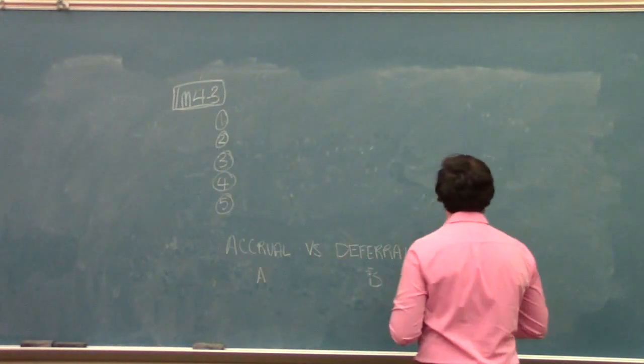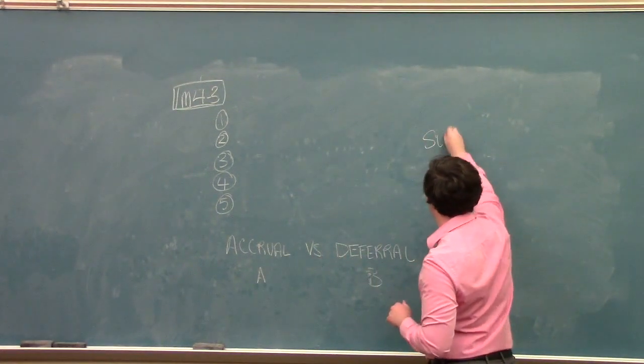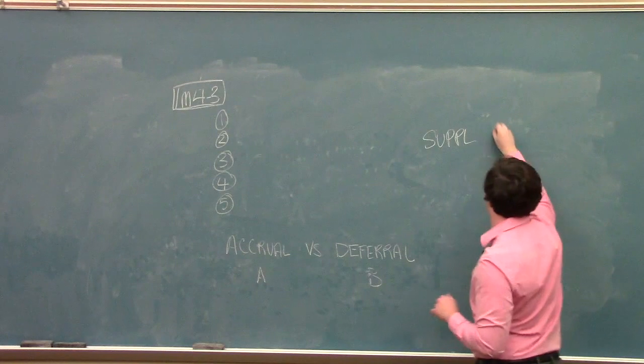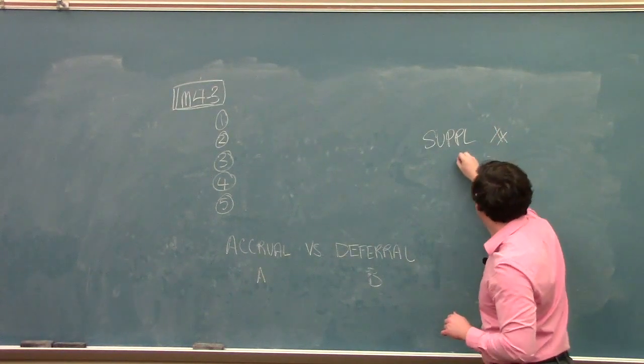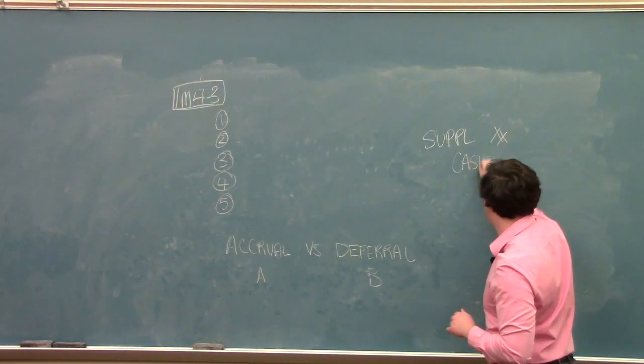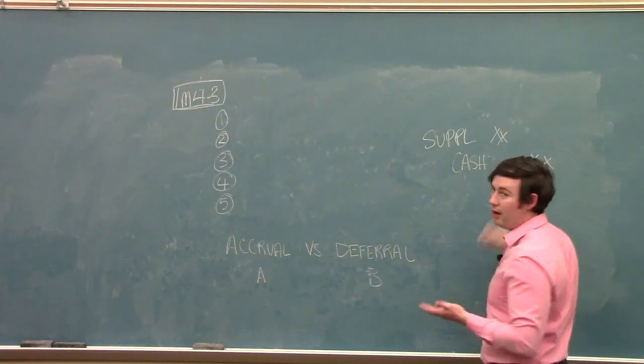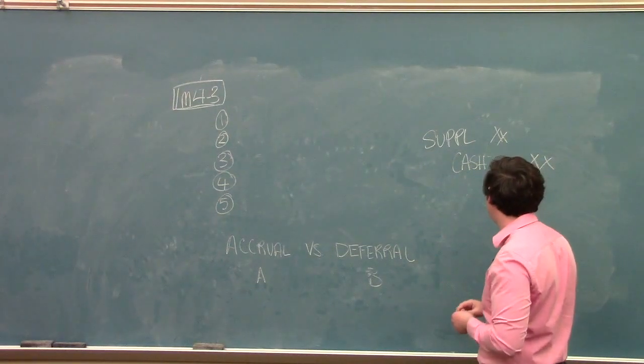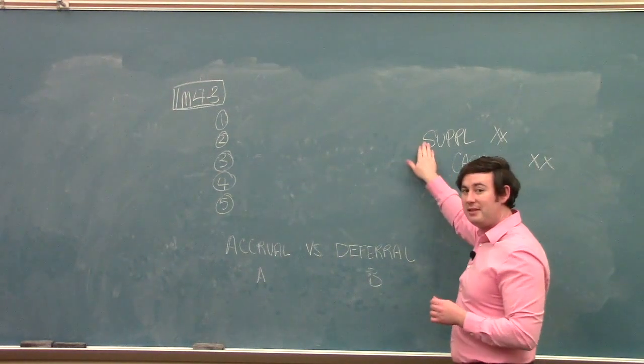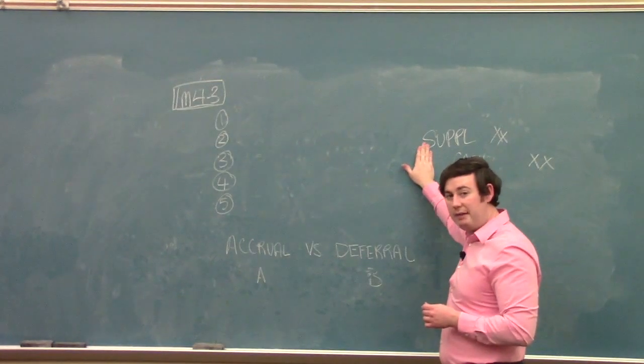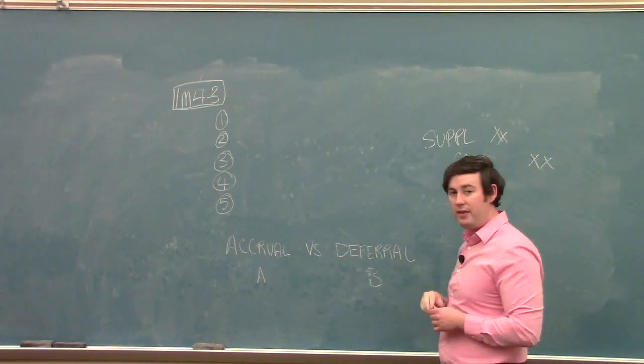If you look at supplies, when we initially buy supplies, we debit supplies, okay? We'll put just a random amount. And then credit cash if we paid for it in cash. You could also buy it on account, in which you would credit accounts payable. This journal entry places supplies on the balance sheet, right? Supplies are going on the balance sheet.